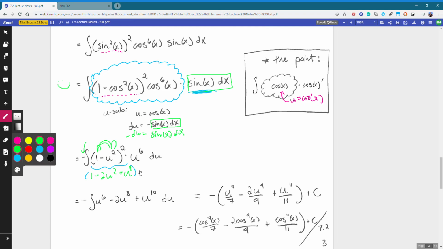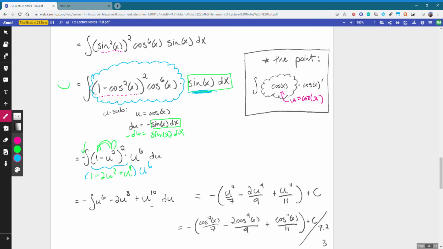And then all of that times the u to the sixth that's still hanging out on the right. So we'll take that u to the sixth, and we'll want to distribute it to each of these terms. We get u to the sixth on the left. And over here, we're going to get u squared times u to the sixth, and those exponents are going to add. So we'll get u to the eighth, and then for the last term, u to the 10th.